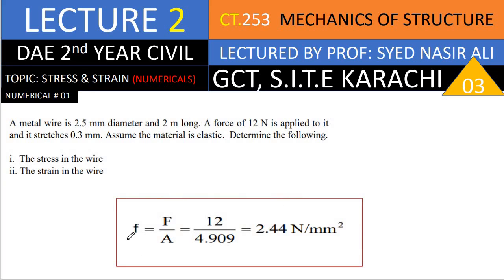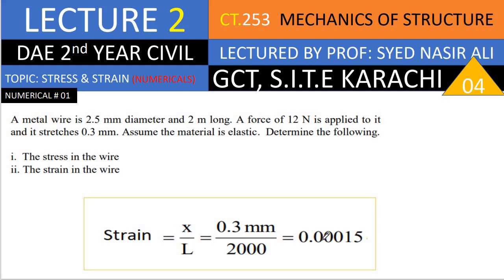We know that stress is F upon A, where capital F is force, and A is the cross-sectional area. F is given 12 Newton, and area we have calculated 4.909. We will divide 12 by 4.909 and get 2.44 Newton per millimeter square stress.